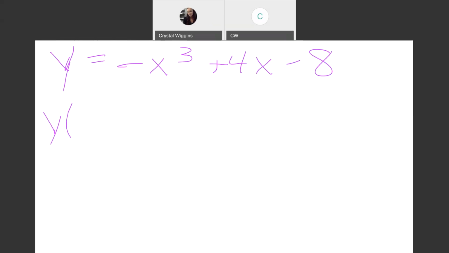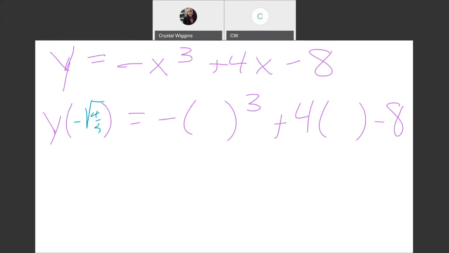So let's jump back to our original function, y equals negative x cubed plus 4x minus 8. And let's calculate this function at each one of these important points so we have y values to plot so we can be more accurate. So the first important point was negative square root of 4/3. So let's put the negative square root of 4/3 in for every x. This is not going to make our calculations very easy.